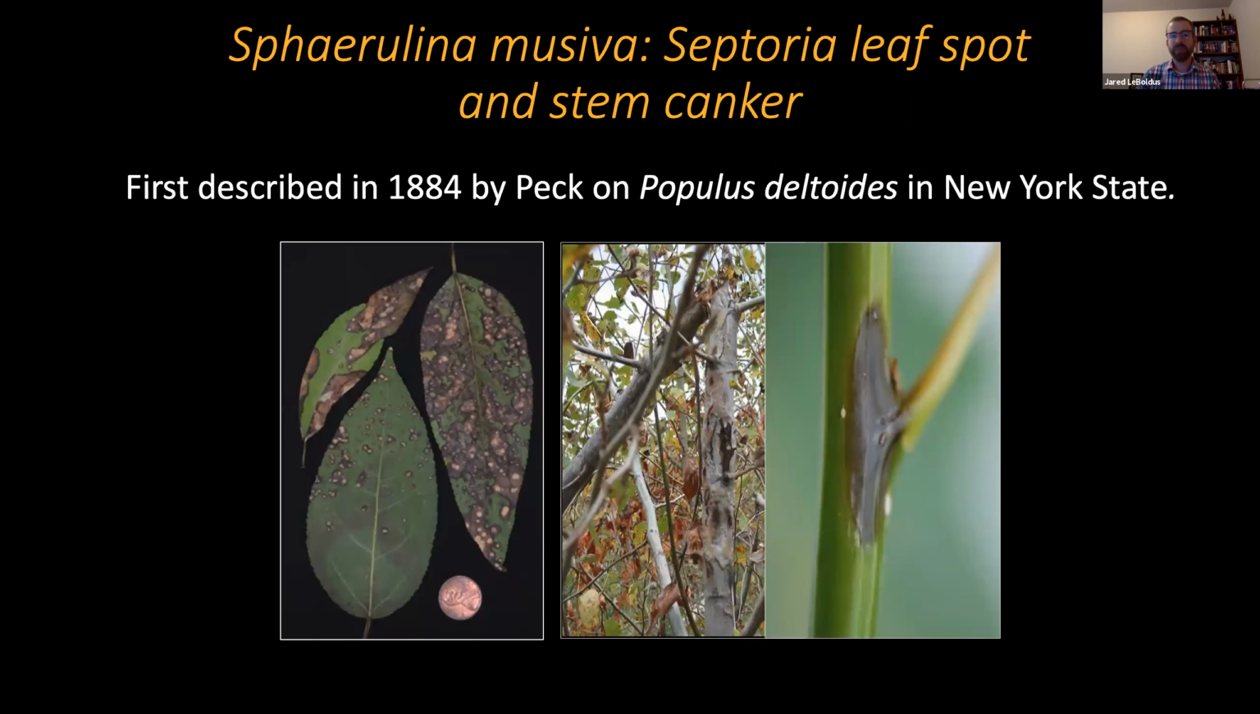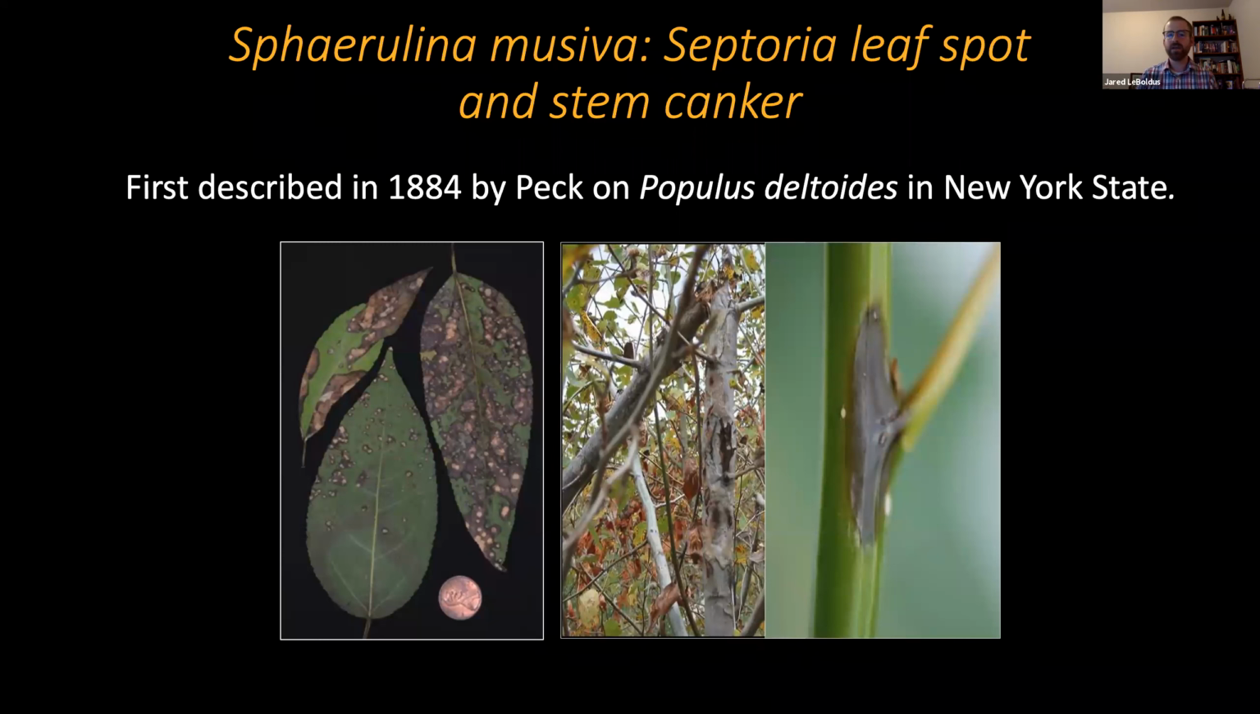This pathogen was first described in 1884 by Peck, and it was described infecting Populus deltoides in New York State. And the symptom that it caused were these leaf spots that you see on the left side of the screen here. The other symptom and disease is called a stem canker.